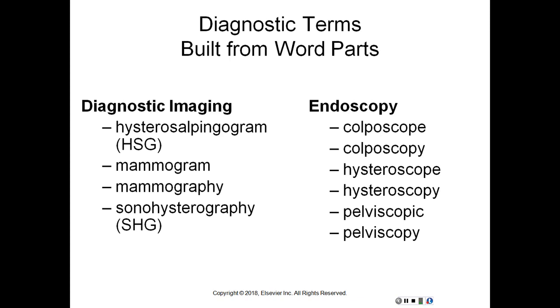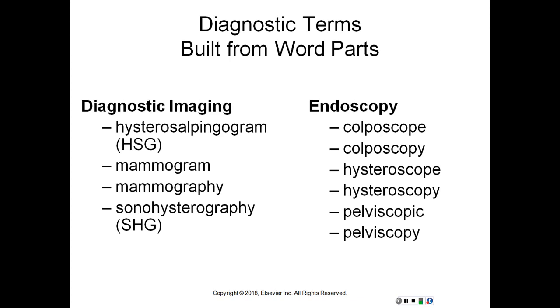So the first one is a colposcope. This is the actual instrument used for visual examination of the vagina and cervix. Colposcopy, the actual act of visual examination of the vagina and cervix. Hysteroscope, instrument used for visual examination of the uterus. Hysteroscopy, visual examination of the uterus.